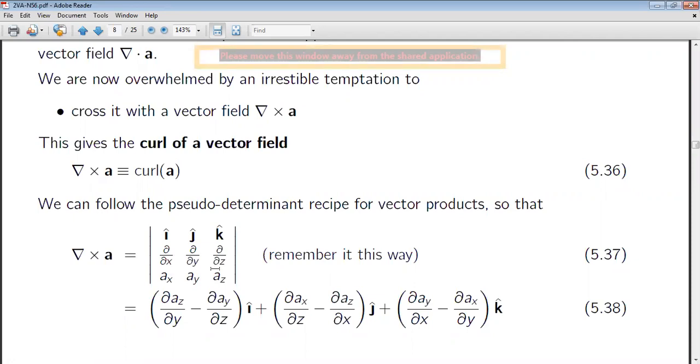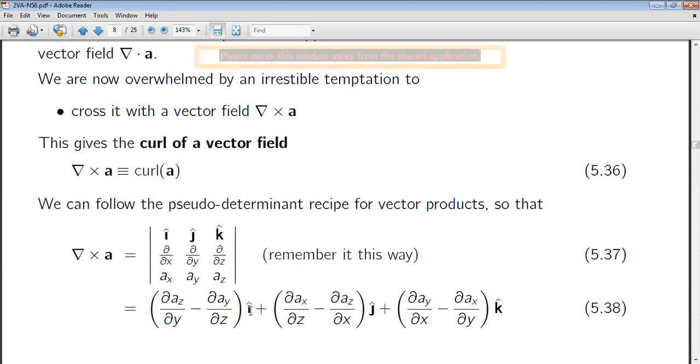Now from the determinant law, what is the expansion? How did you get 5.38? Take the first element i cap. You have to cancel the column and the row in which i cap exists. Cross out the column where i cap is, and the row as well. What will be left? del/del y of Az minus del/del z of Ay. That is the expansion of the determinant.